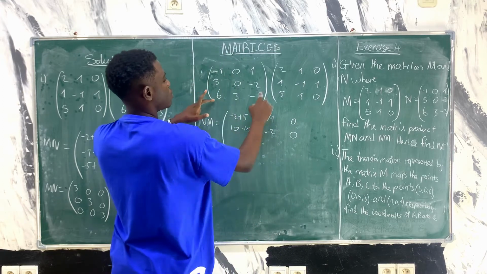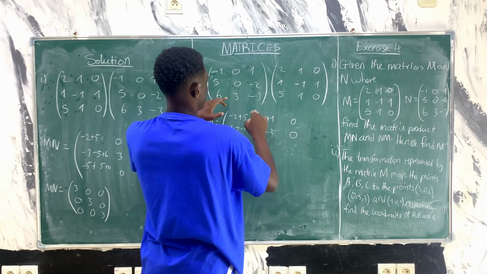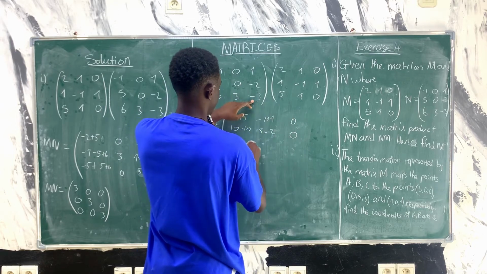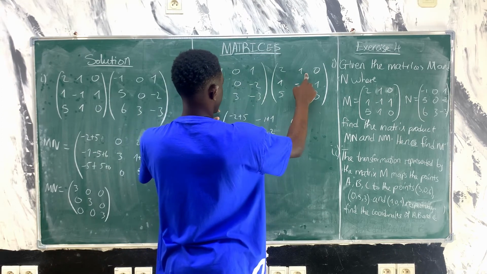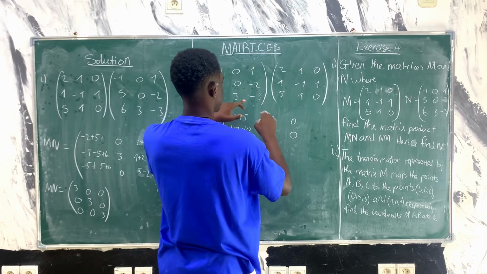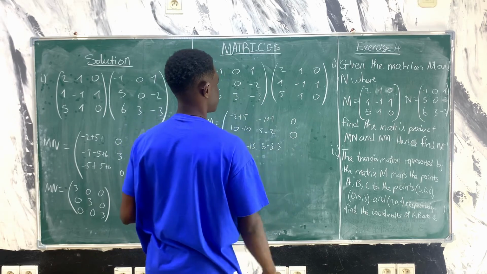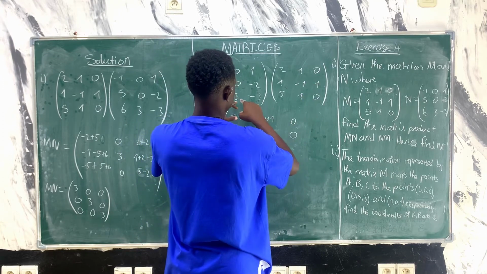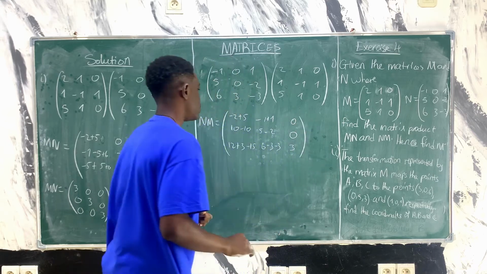So let's multiply the third row by the first column here. So 6 times 2, 12. 3 times 1 plus 3, minus 3 times 5, minus 15. So 6 times 1, 6. 3 times minus 1, minus 3. Minus 3 times 1, minus 3. Then finally we have 6 times 0, 0. 3 times 1, 3. Minus 3 times 0, 0. We leave it like that.